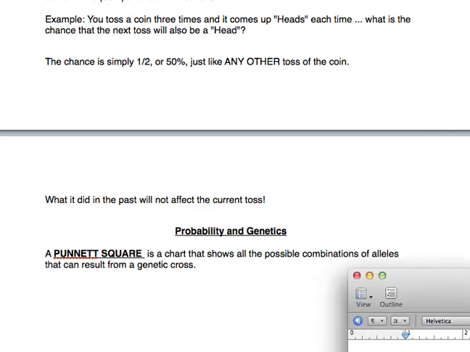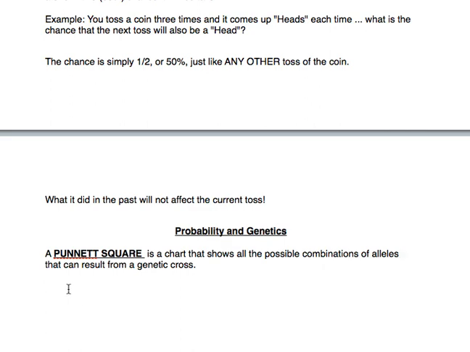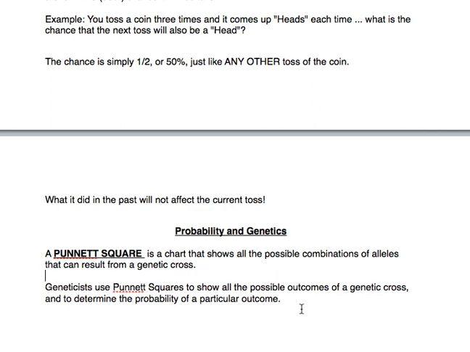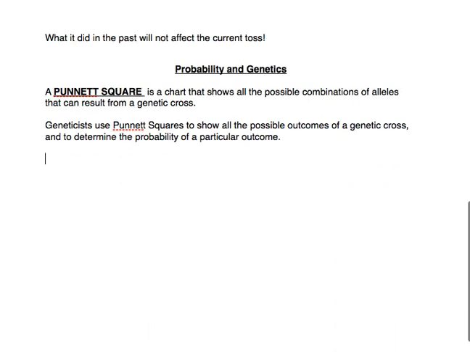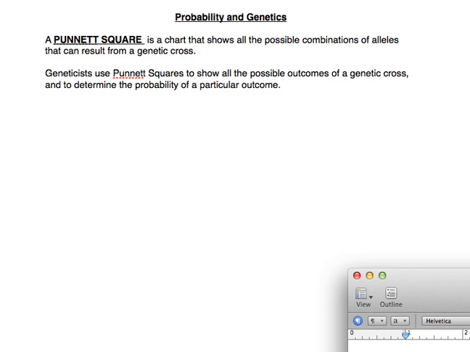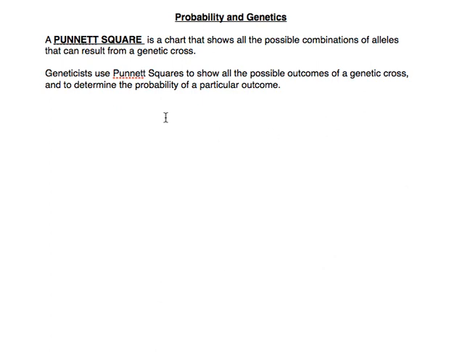Okay, so that's what geneticists use Punnett squares for. They use Punnett squares to show all the possible outcomes of a genetic cross and determine the probability of a particular outcome. So the example that I want to use for these notes is something that we looked at in our book, and we've talked about it quite a bit in class.